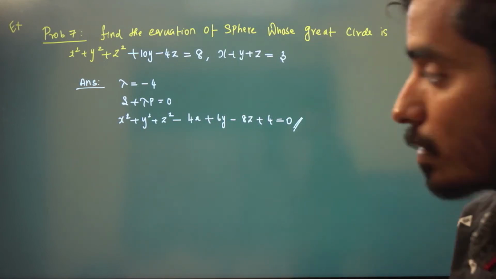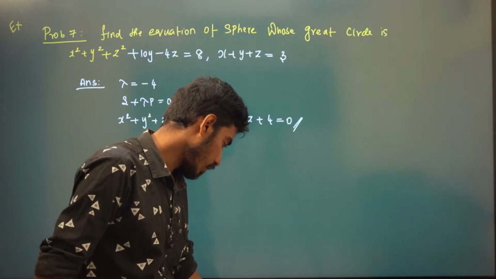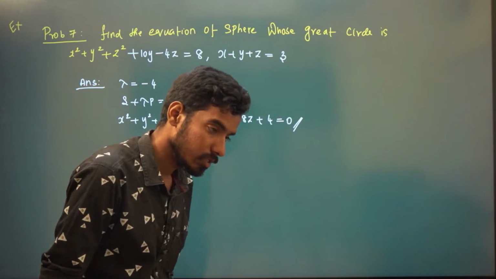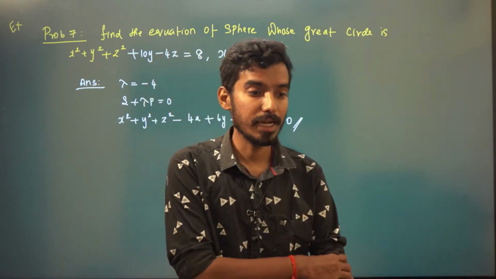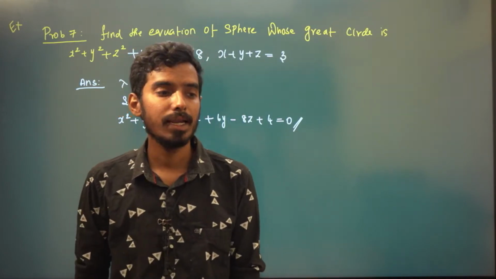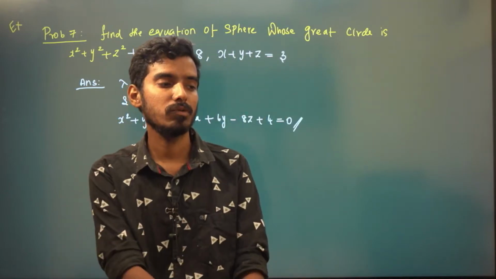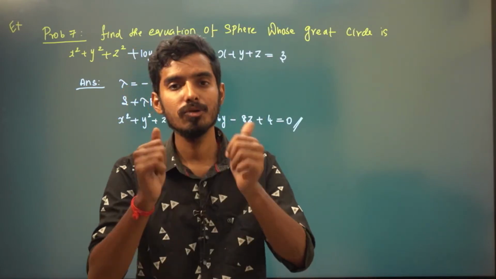So in this class, we have solved some problems based on finding the center and radius of a circle, and finding the sphere for which that circle is a great circle. It is S plus lambda P is 0. To find lambda, make use of the condition that the center has to lie in this plane. In the next class, we will continue with more problems. So thank you. All the best.